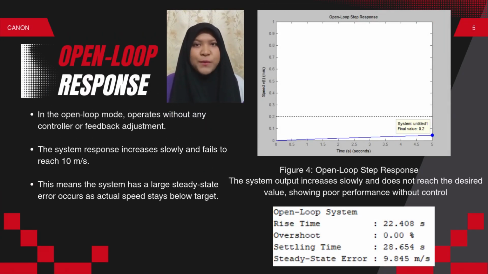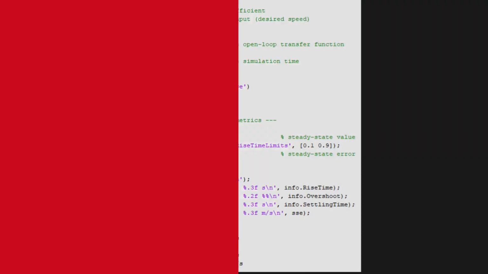When tested in open loop mode, the system reacts very slowly. The car speed increases but never reaches the target of 10 meters per second. It only reaches 2 meters per second, as you can see here in the step response diagram, meaning there is a large steady state error. This proves that without feedback, the system cannot maintain the desired speed accurately. It's stable, but it performs poorly, just too slow for practical use. As you can see in figure 4, the output rises slowly and flattens before even reaching the target.